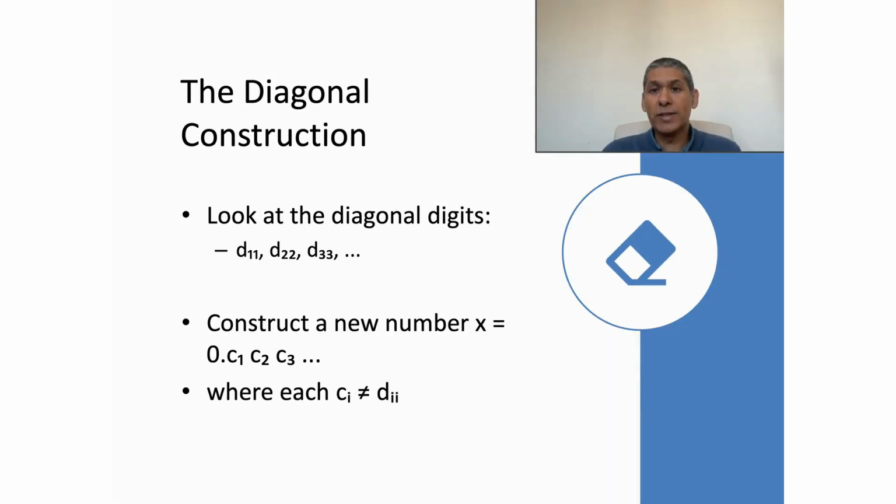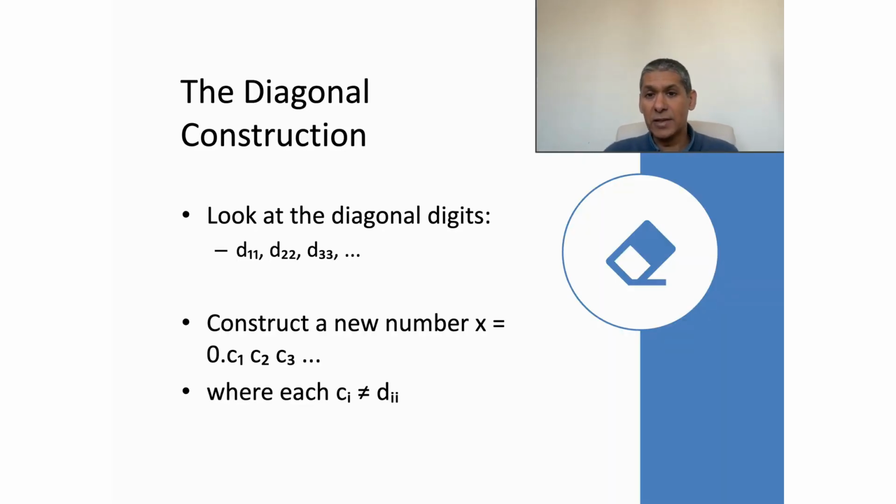What we do is we construct a new number by looking at all the diagonal digits D11, D22, D33, etc. The first decimal place in the first number, second one in the second number, third one in the third number, etc. And we construct a new real number, x, which is equal to 0.C1 C2 C3..., where C1, C2, C3 can be anything as long as it is not that particular corresponding diagonal digit. So C1 is not equal to D11, C2 is not equal to D22, etc.